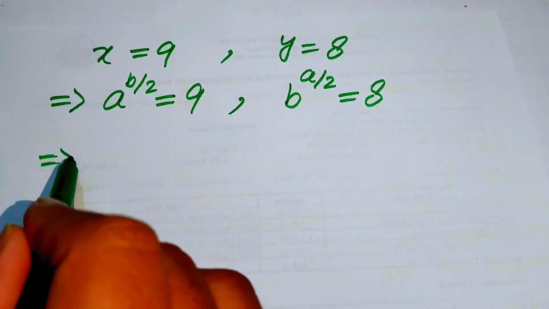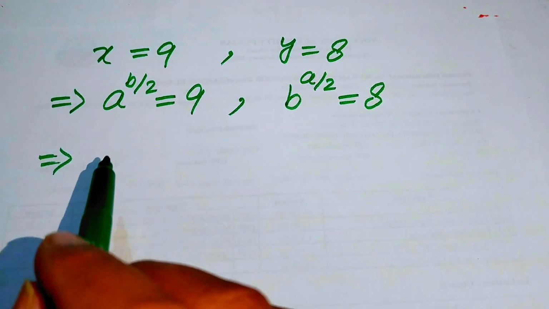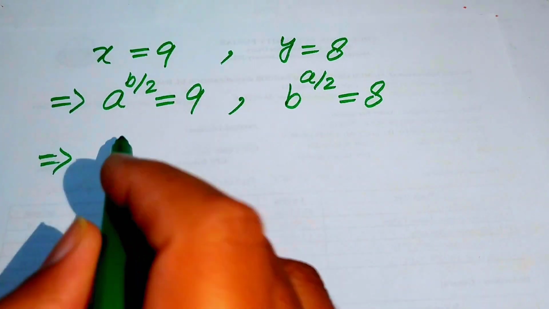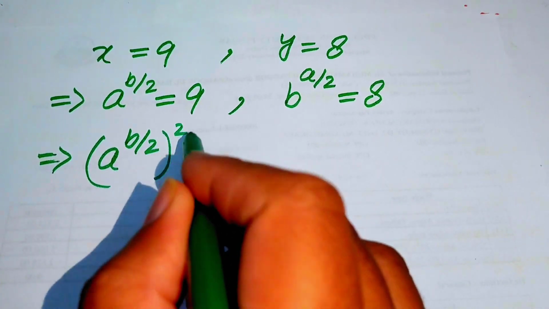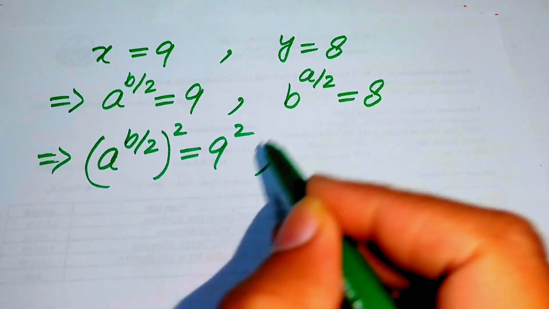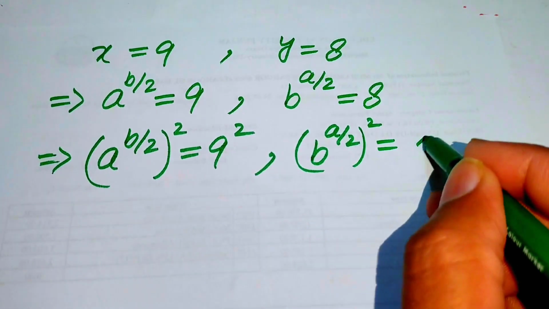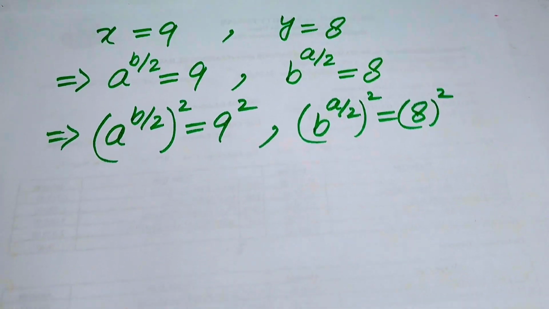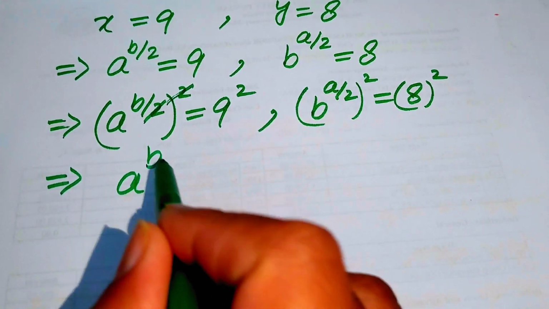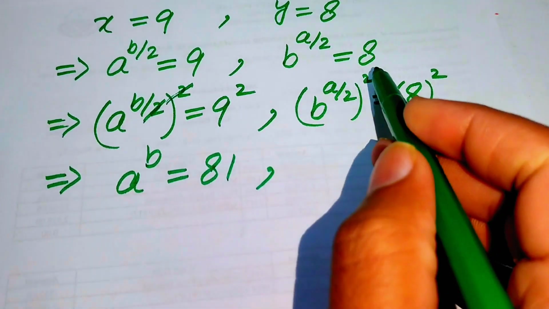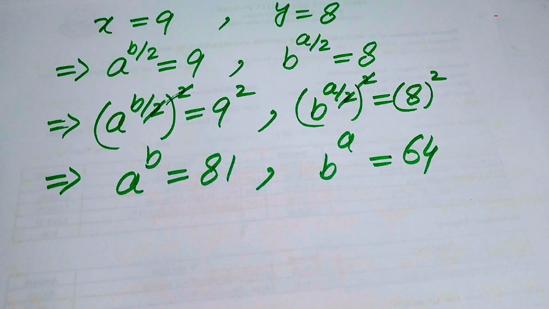So in the next step, first we remove this 2 on both of these terms, so that we will take a square on both of these cases, and we write it as a to the power of b over 2 and its whole square equals 9 square. And similarly in this case, we have b to the power of a over 2 and its whole square equals 8 square. So here you see that this 2 and 2 are cancelled by each other, and we obtain a to the power of b equals 81, and in this case this 2 and 2 are gone, and we get b to the power of a equals 64.